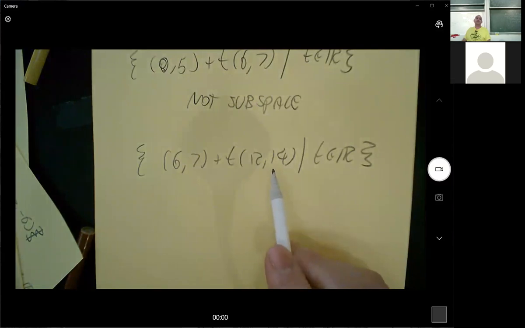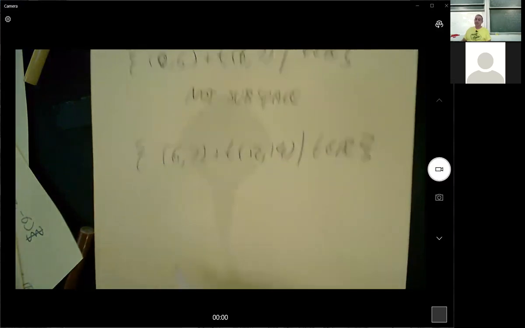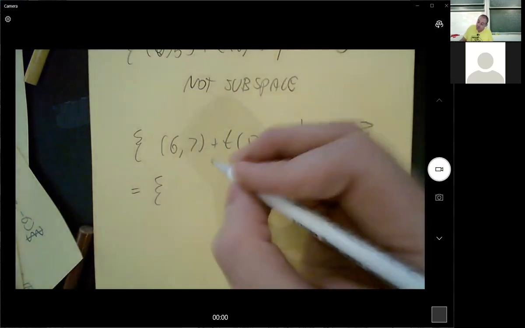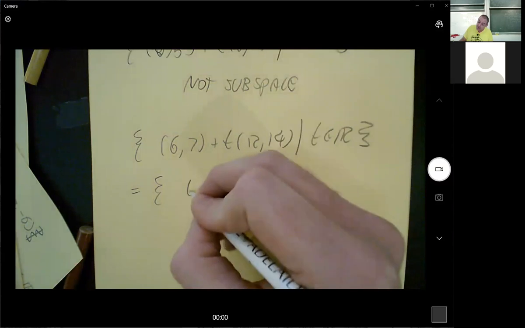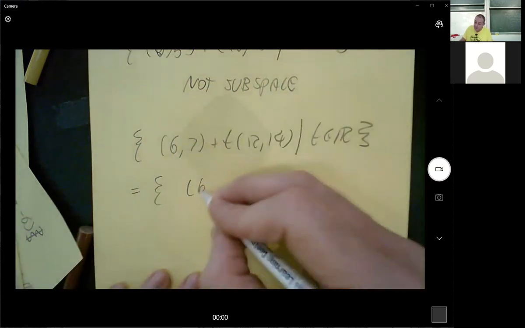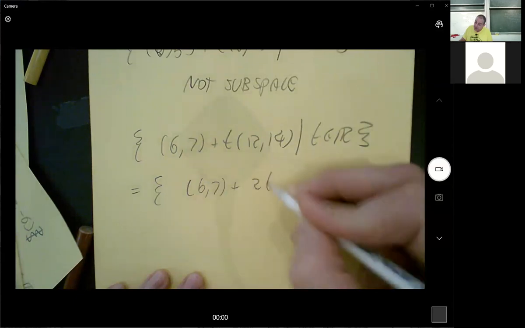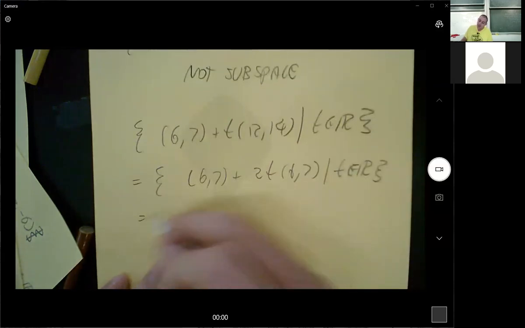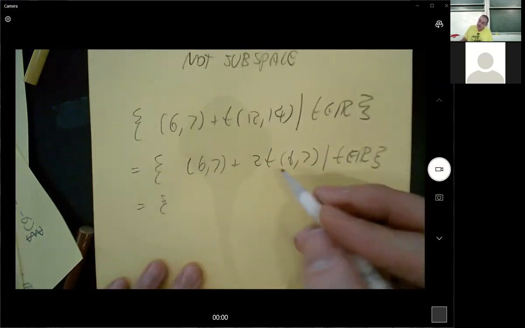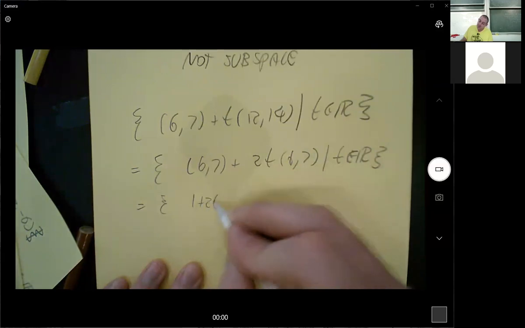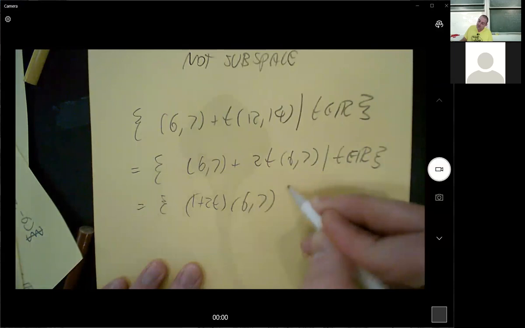So you could just get rid of the 6, 7, 5 with the same. Yep, covers the same things. I mean, if I really want to be pernickety about it, I could say this is a half of 12, 14 here. Or I could say this is 6, 7, and this is 2T lots of 6, 7. And this is, so this is like 1 plus 2T lots of 6, 7.